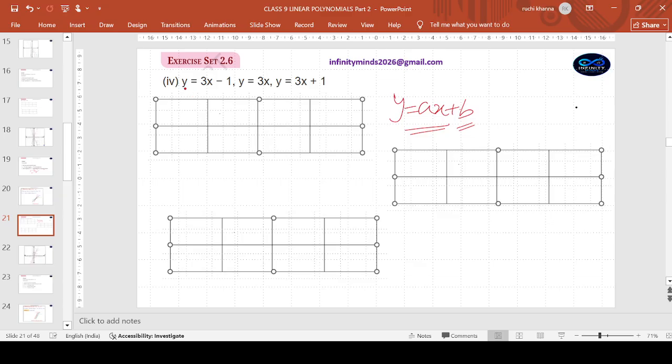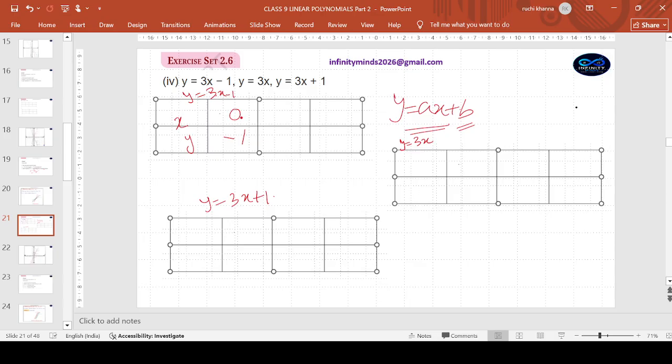So again, there are three equations. y equals 3x minus 1 is my first equation, for which I've created the value calculation box. y equals 3x, can you see? y equals 3x is my second equation. And then y equals 3x plus 1 is my third equation. Values for x and y. If so, our favorite, putting 0. If I put a 0, 3 into 0 will be 0, minus 1. No, y will not come as 0.